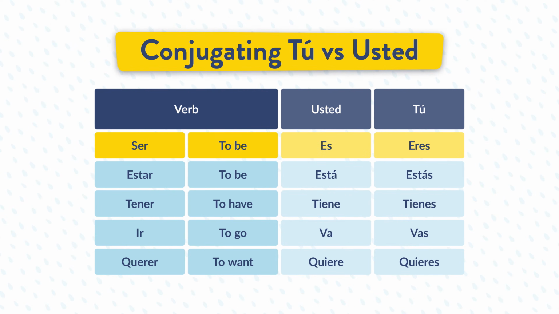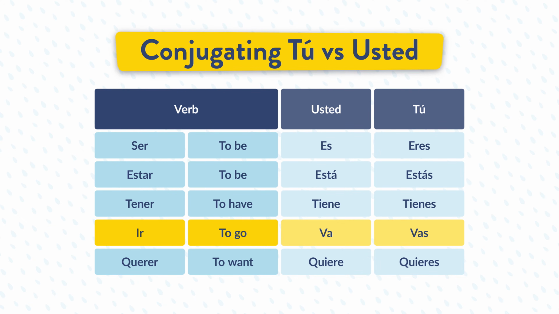The verb ser, meaning to be, would be conjugated as es in the usted form. In the tú form, it would be conjugated as eres. The verb estar, also meaning to be, would be conjugated as está in the usted form. However, in the tú form, you would use estás instead. The verb tener, meaning to have, would be conjugated as tiene in the usted form and tienes in the tú form.